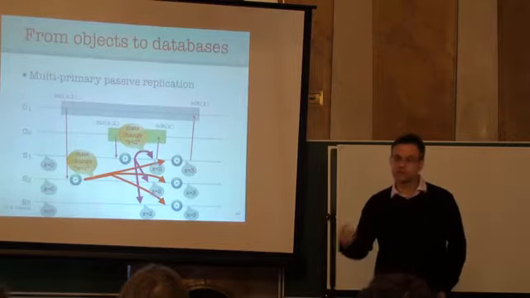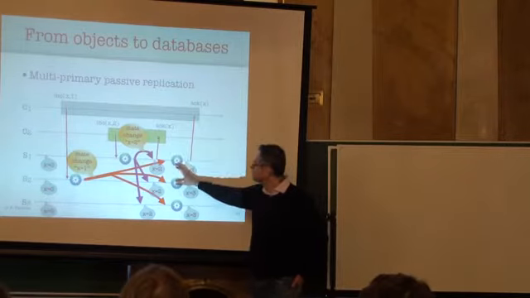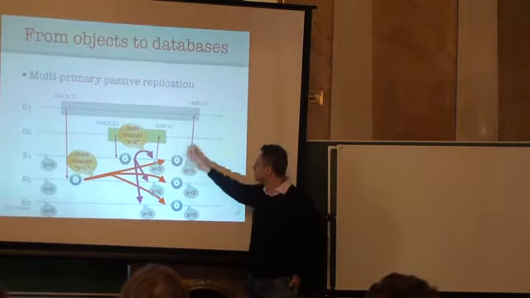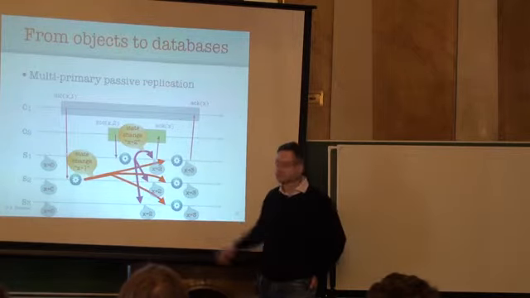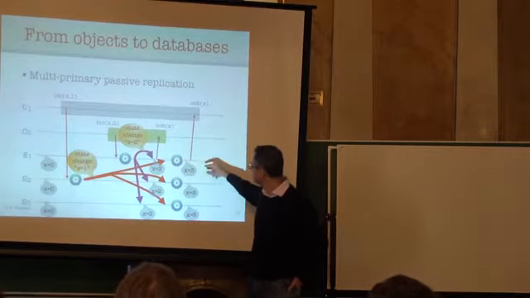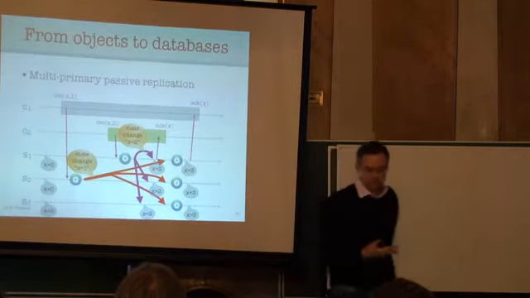So let's go back to our example that doesn't work here, and let's see how multi-primary passive replication solves the situation. Because as you saw, this is not linearizable, right? So what happens is, at the time the second command is going to be delivered, together in the command, right?